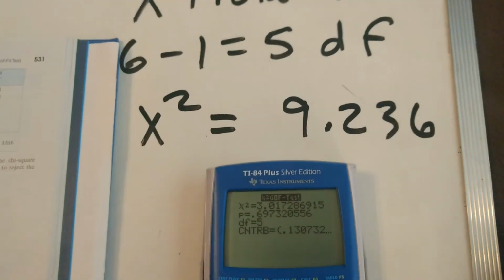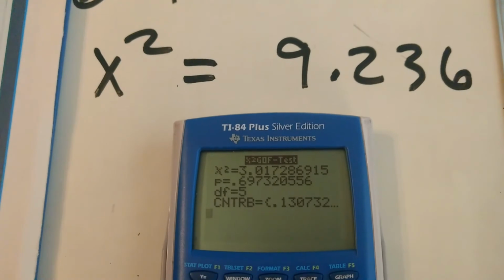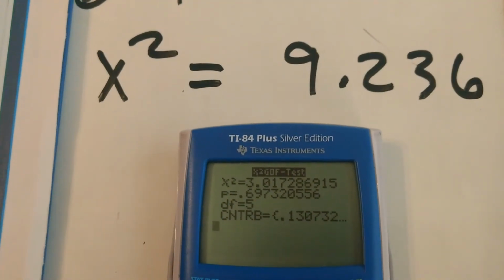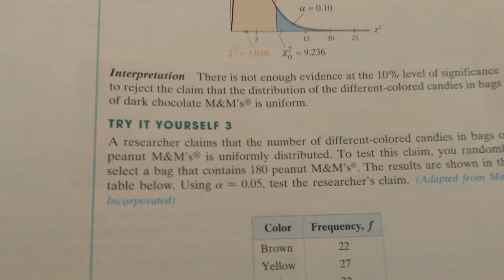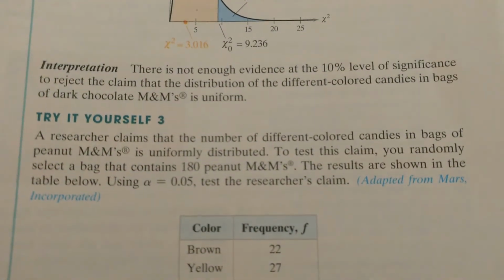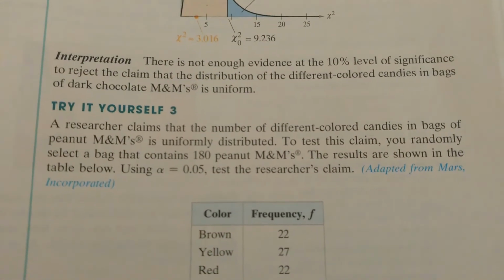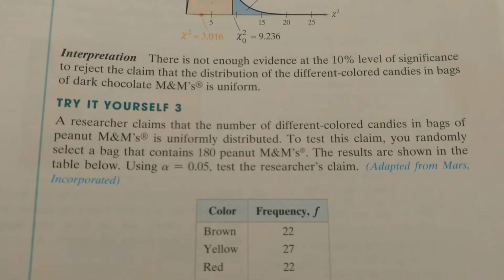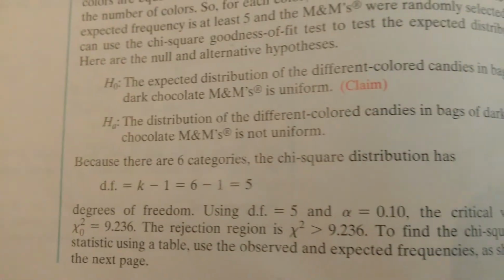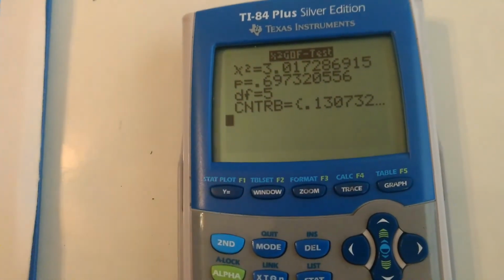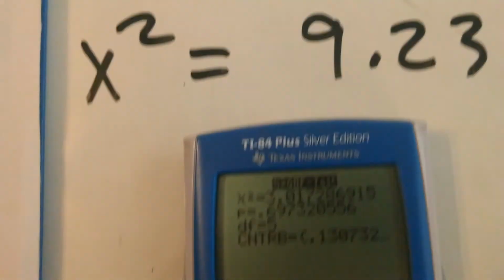Again, I'm going to put the calculator and the table value together. See how the chi-squared value that we calculated is less than the chi-squared value from the table. So therefore, there is not enough evidence at the 10% level of significance to reject the claim that the distribution of different colored candies in bags of dark chocolate M&Ms is uniform. So the company's claim that the colors are uniform can't be rejected because the calculated chi-square value is less than the table chi-squared value.